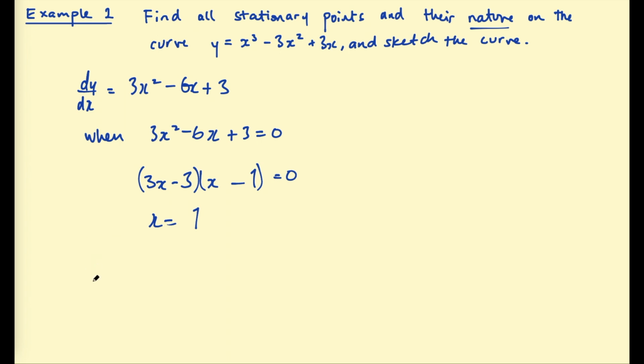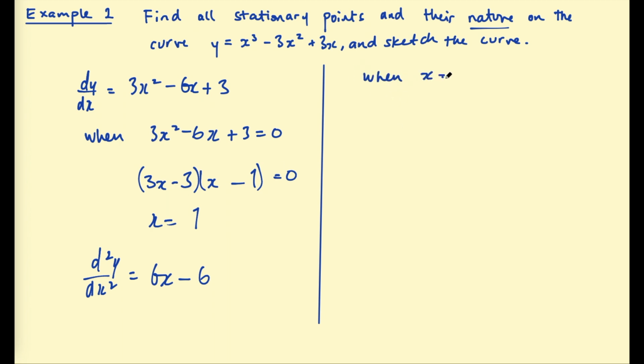So then let's go ahead and find the second derivative, d squared y on dx squared. Applying the power rule to each term, this will give us 6x take 6. And let's see what that second derivative is doing at x equals 1. So when x equals 1, d squared y on dx squared, what is this equal to? This is equal to 0. Okay, this is the special case where we're not sure if it's a minimum, maximum, or point of inflection, just looking at the second derivative.